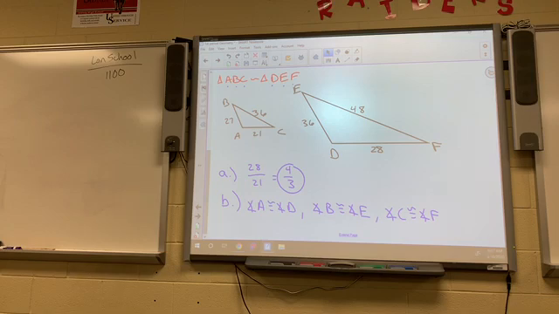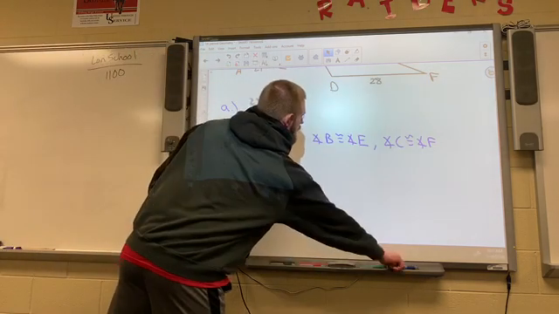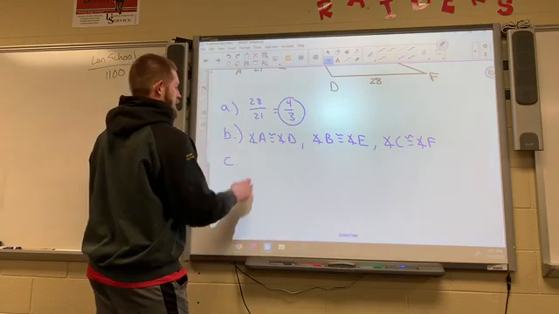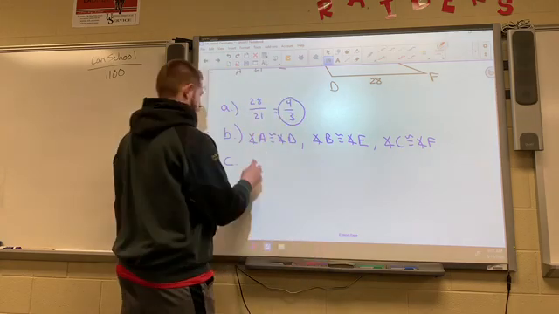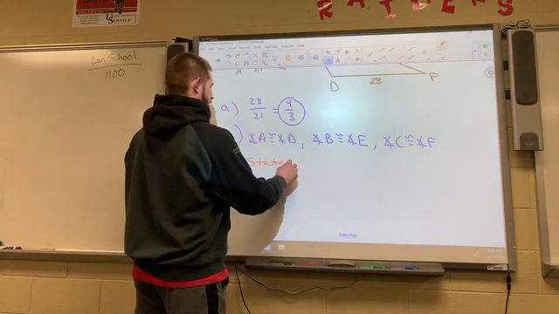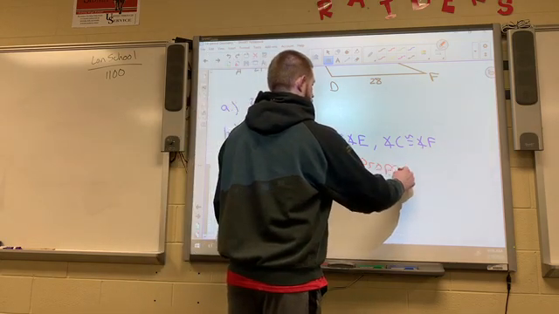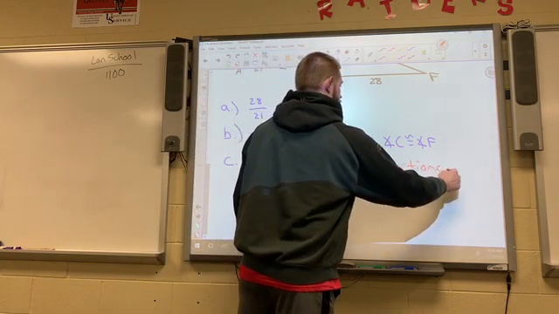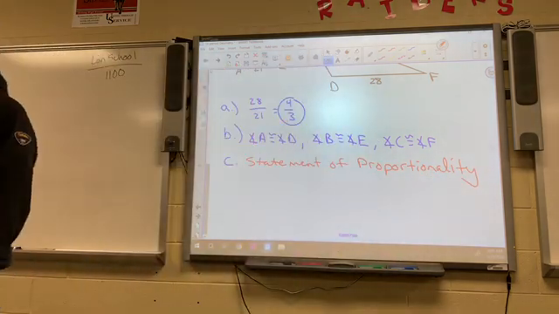Okay? And then the last thing it wants us to do, it wants us to write the ratios of the corresponding side lengths in a statement of proportionality. So that's a new one for us. Statement. I'll write that in a different color for you so it stands out. We are talking about a statement of proportionality. All that means is let's show the proportions of the corresponding sides.